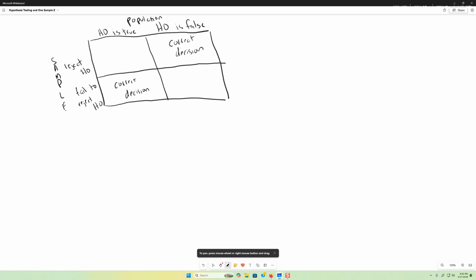Now, when I reject the null in the sample, and I've made a mistake because the null is true in the population, I've made a type 1 error. That is equal to alpha. And then if I fail to reject the null when I should be rejecting it in the population, then I've made a type 2 error. And that's beta. And that's kind of our decision matrix.